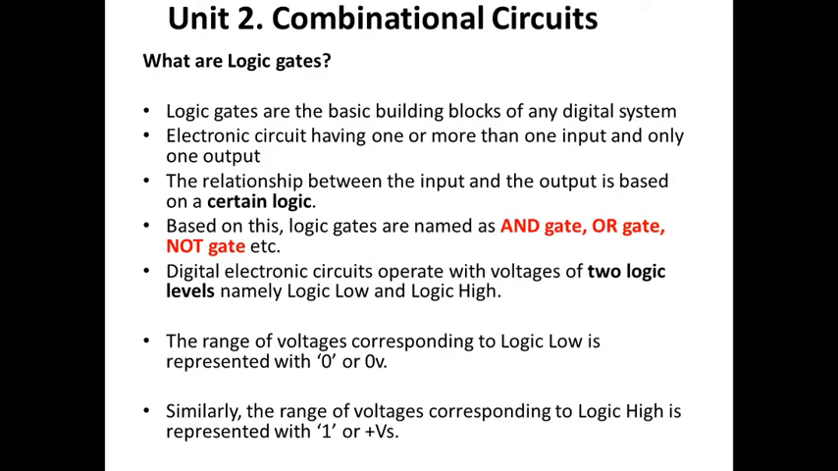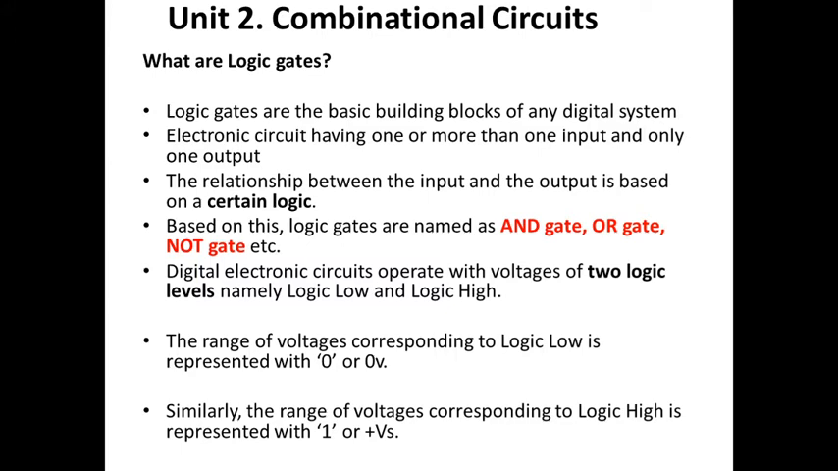Hello everyone. We are starting with Unit 2, that is combinational circuits. Herein we are going to study different types of gates and different circuits using gates. So what are logic gates? Logic gates are the basic building blocks of any digital system. It is an electronic circuit having one or more than one input and only one output. The relationship between input and output is based on certain logic. Based on this, the logic gates are named as AND gate, OR gate, NOT gate, etc.